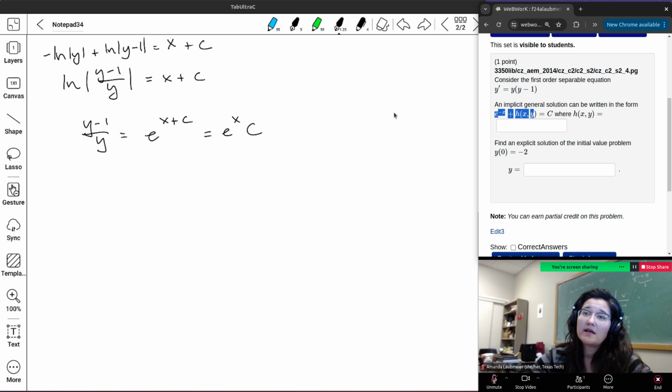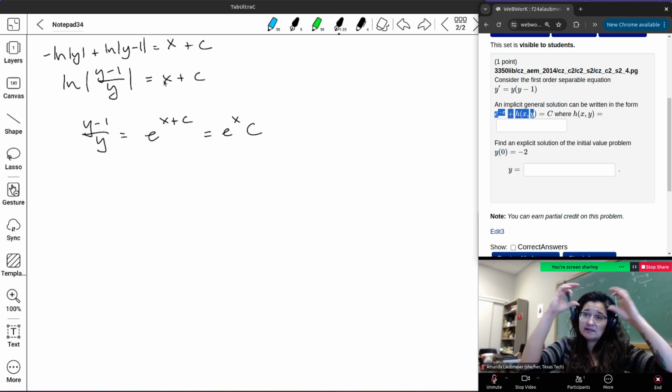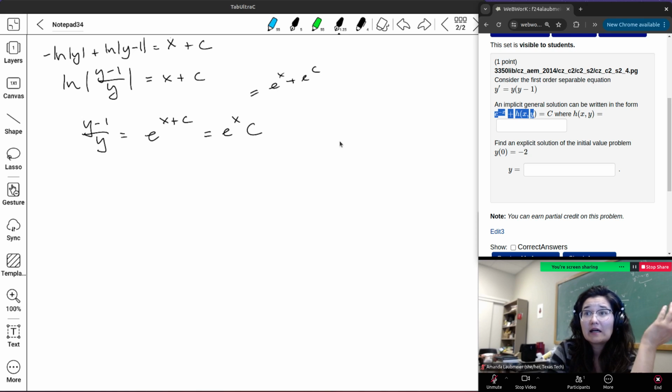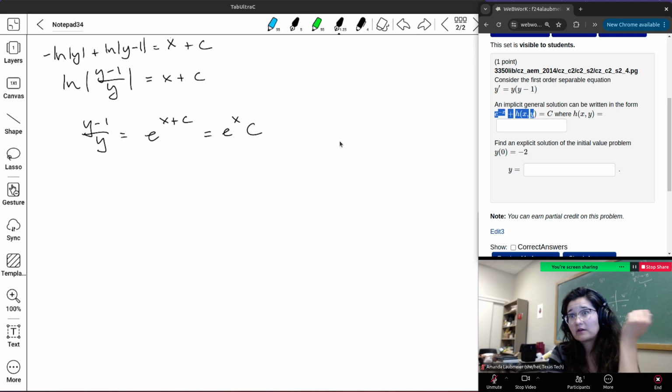Remember, when you take e of a sum of things, the sum stays inside the e and it becomes multiplication afterwards. I'm still seeing a lot of people who do this like equal e to x plus e to c, and that will lead you down wrong paths. This c is changed now. I could mark it with a tilde, but I'm not going to do that, and you don't have to either.